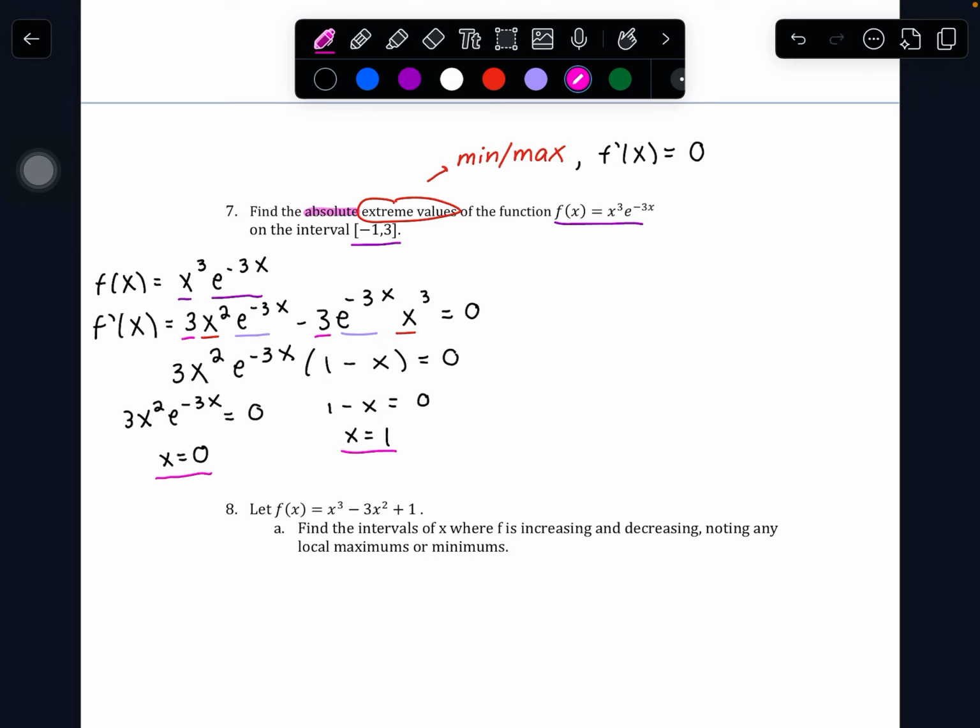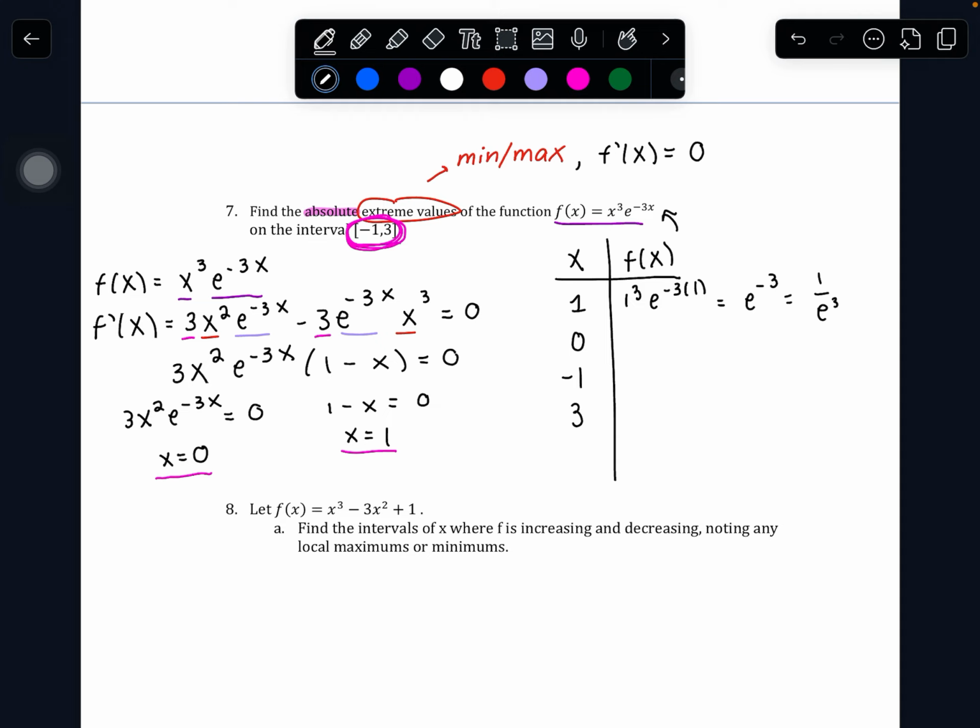We also need to figure out what these guys have for their y values on the original graph. So let's do an x and f of x chart where we plug those four numbers into the original. So we have to do 1, 0, negative 1, and 3. If I plug 1 into my original, it looks like I'm going to have 1 cubed e to the negative 3 times 1, which is just e to the negative 3, which is 1 over e cubed.